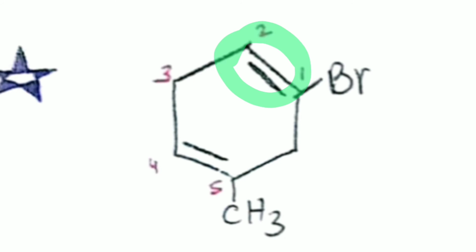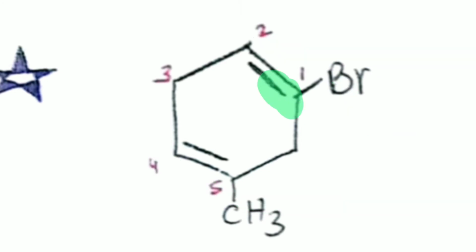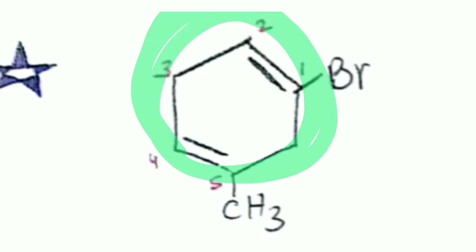So now let's see how we'll name this very compound, guys. 1-bromo-5-methyl-cyclohexa-1,4-diene. That's the name of this compound, guys.